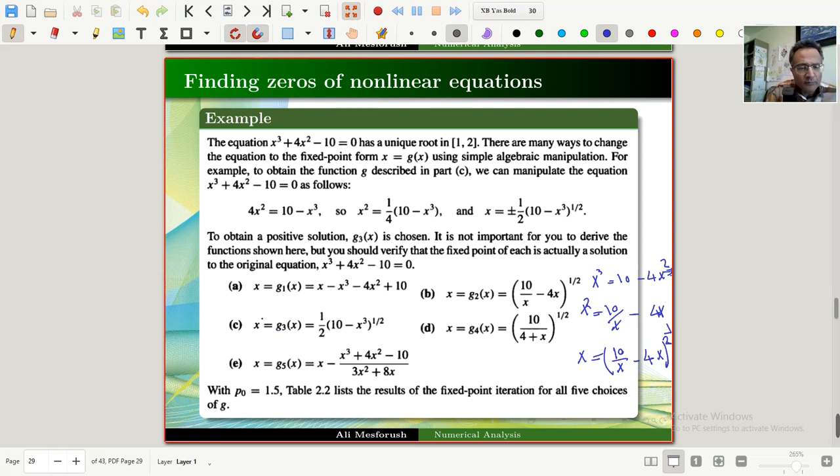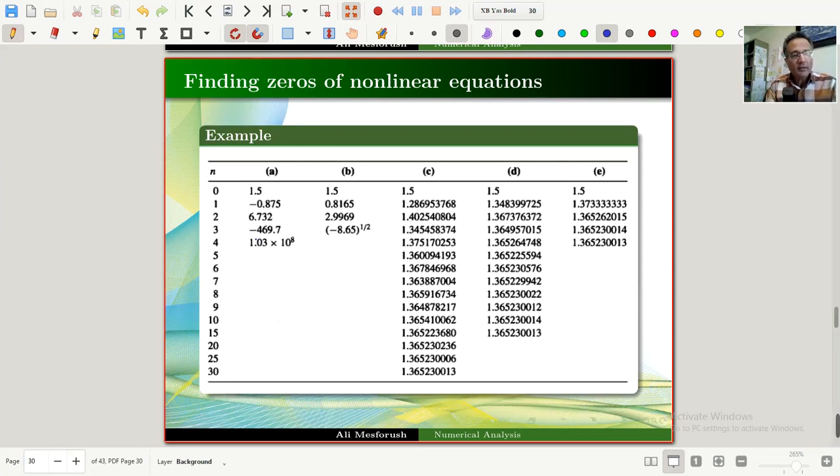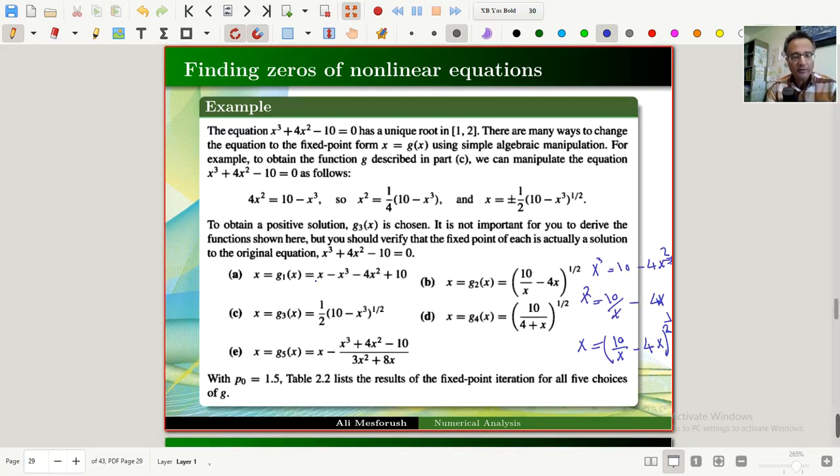And for C we can use something like this, and D and E, we can have several different forms of g of x, but there is no guarantee that all of these functions work correctly. For example, let P0 be 1.5. Okay, in this table you can look for A, I mean for this one.